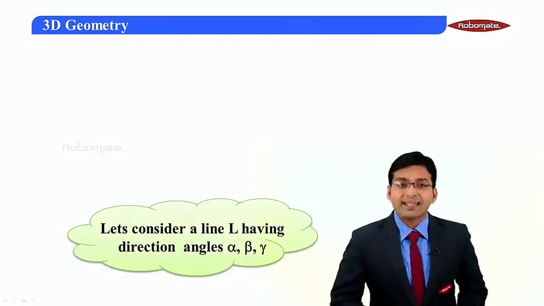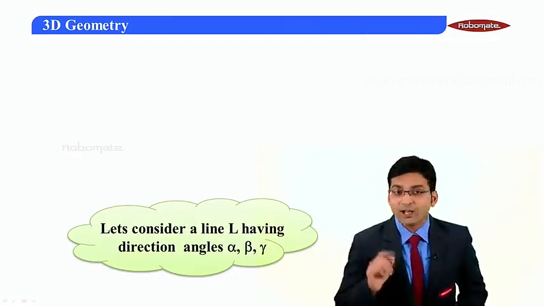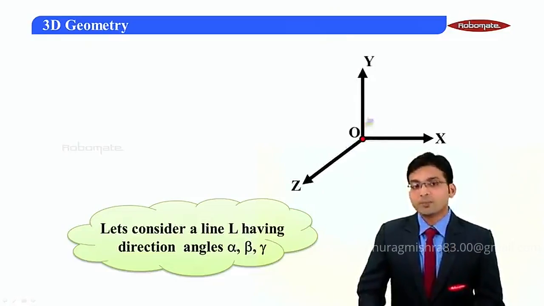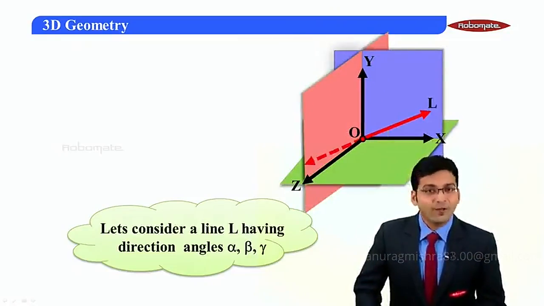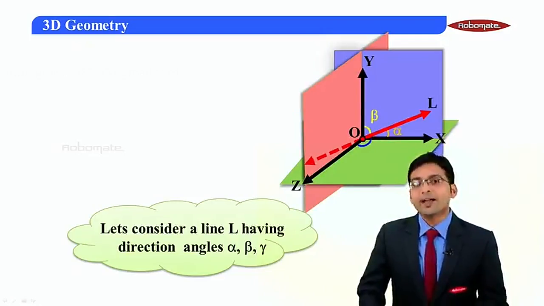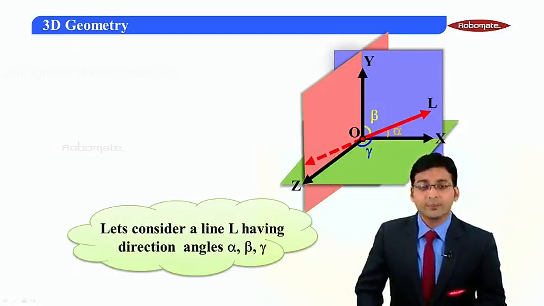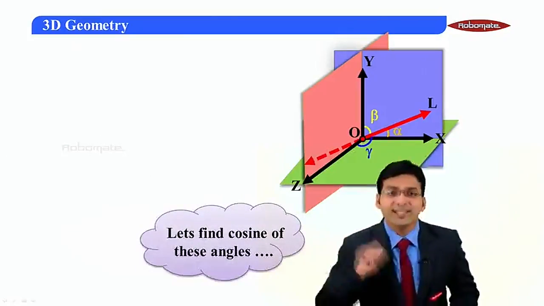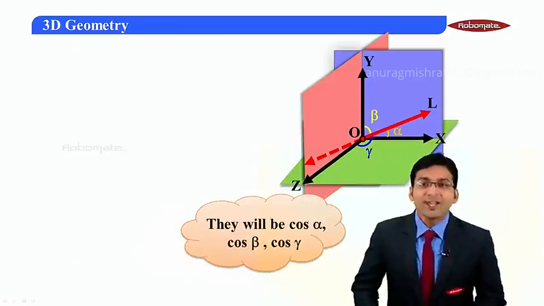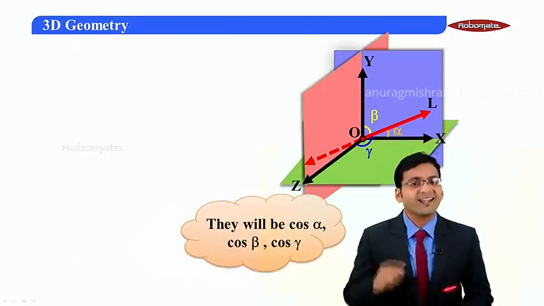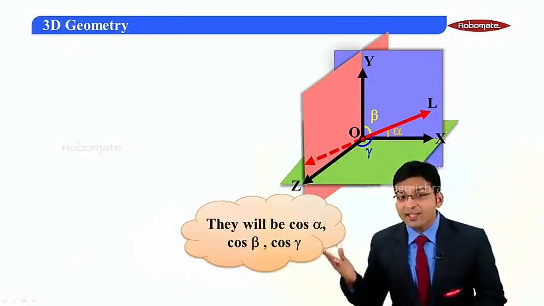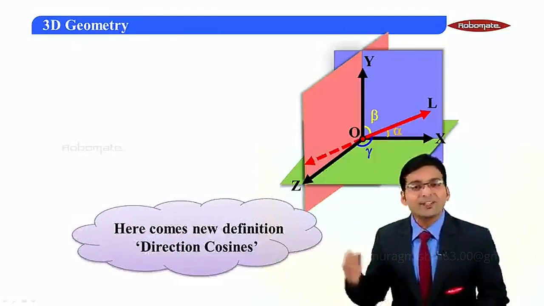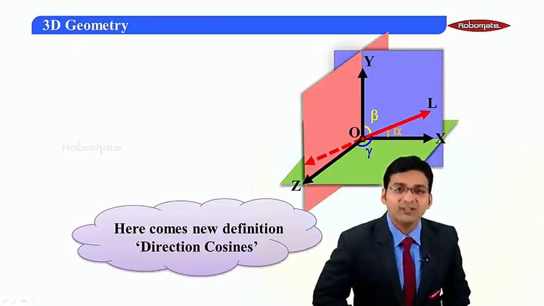Let's consider a line L having direction angles alpha, beta and gamma. There is a line in three-dimensional space which makes angle alpha with the x-axis, beta with the y-axis and gamma with the z-axis. Now, with these alpha, beta, gamma, let's find the cosines of these angles: cos alpha, cos beta and cos gamma. These values give us a new definition called direction cosines.